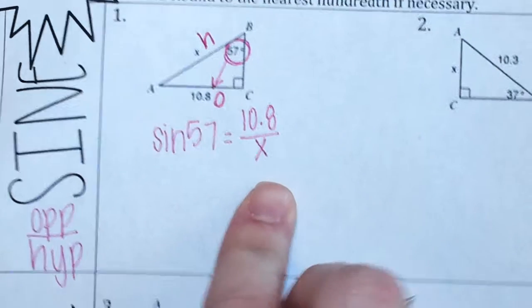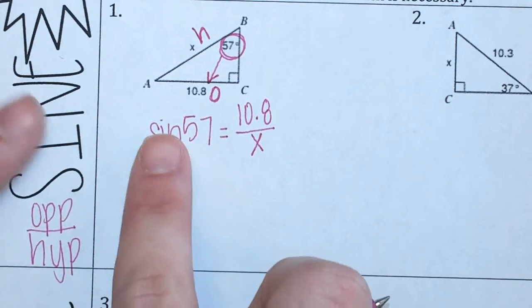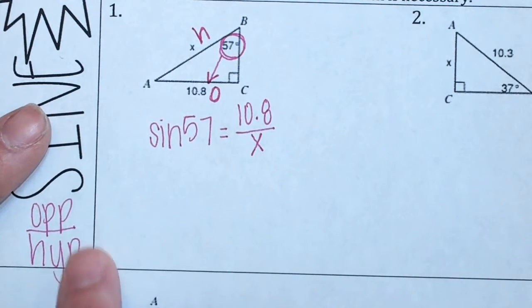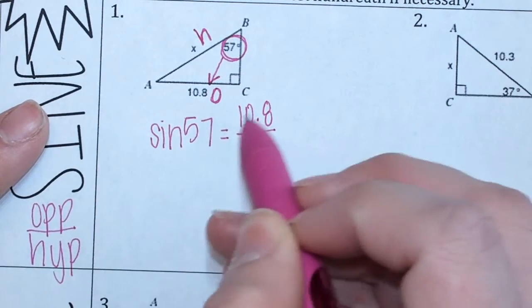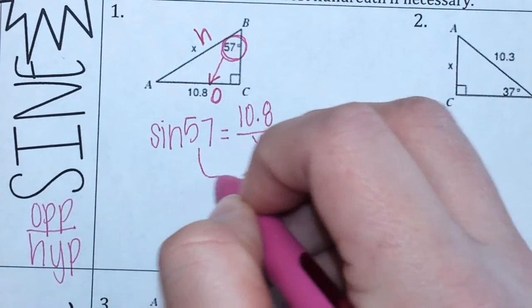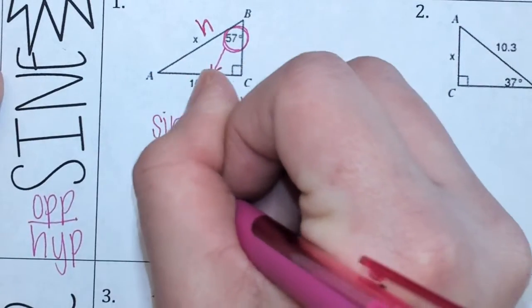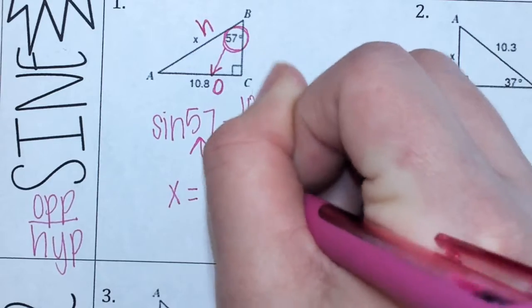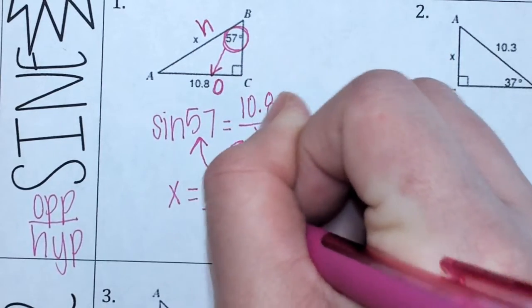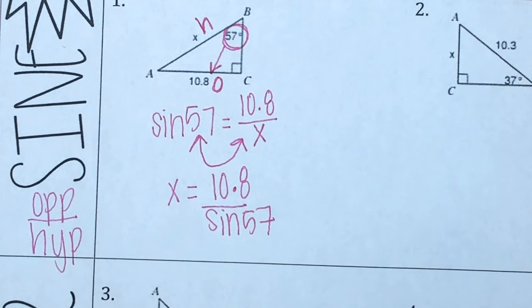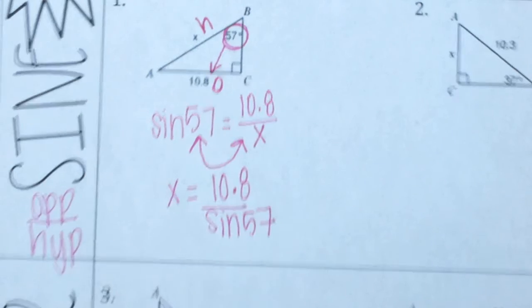So yesterday in that video, it said, when x is down low, just switch them. That's what the lyric said. So when x is down here in your denominator, here's how we solve. Switch this x and this whole sine of 57. So it's going to become x equals 10.8 divided by sine of 57. That's what it should look like. Whenever x is down low, we just switch this whole thing.